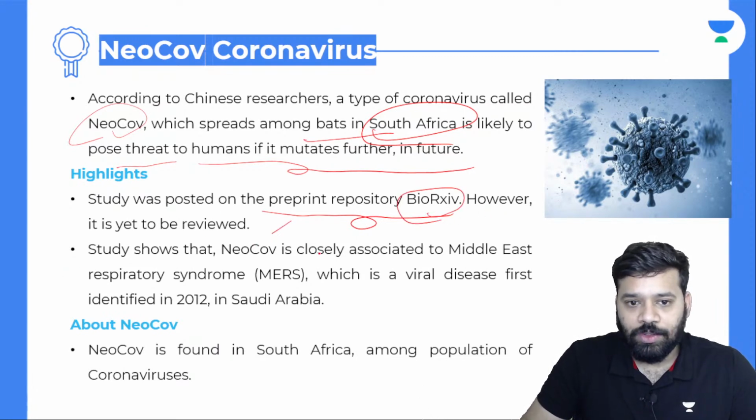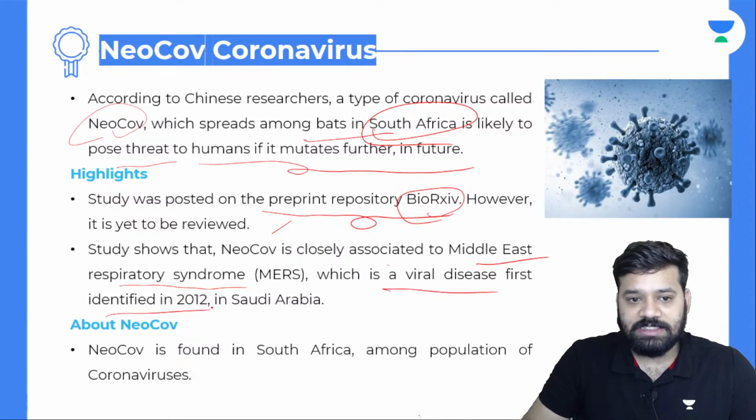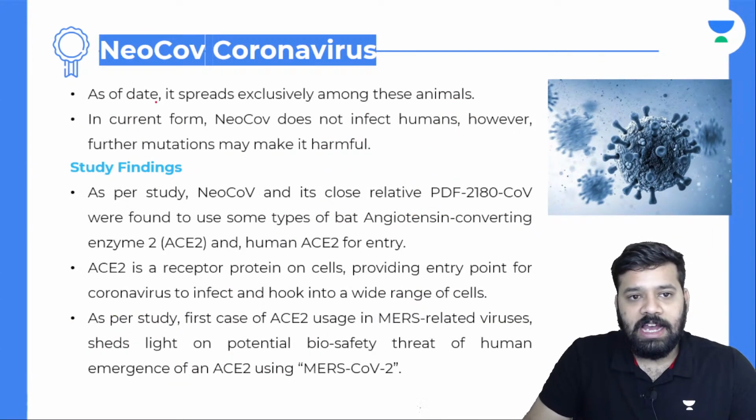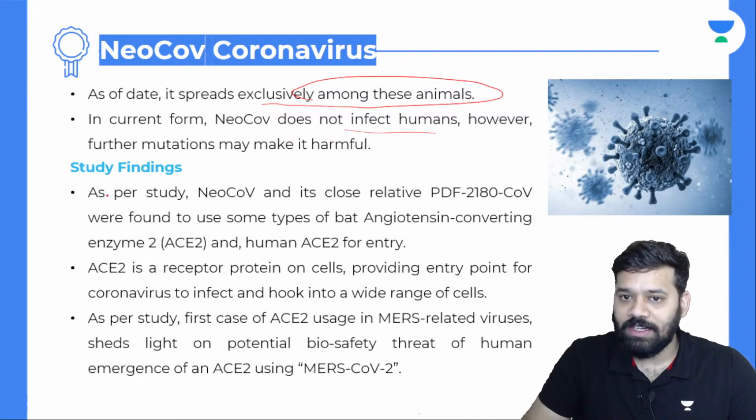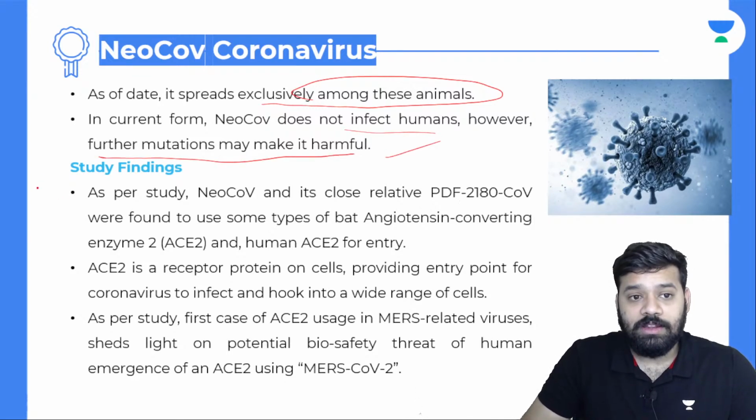The study shows that Neoco is closely associated with Middle East Respiratory Syndrome, that is MERS, which is a viral disease first identified in 2012 in Saudi Arabia. Neoco is found in South Africa among populations of coronaviruses. As of date, it spreads exclusively among animals. In the current form, Neoco does not infect humans. However, further mutations may make it harmful. What are the findings of the study?